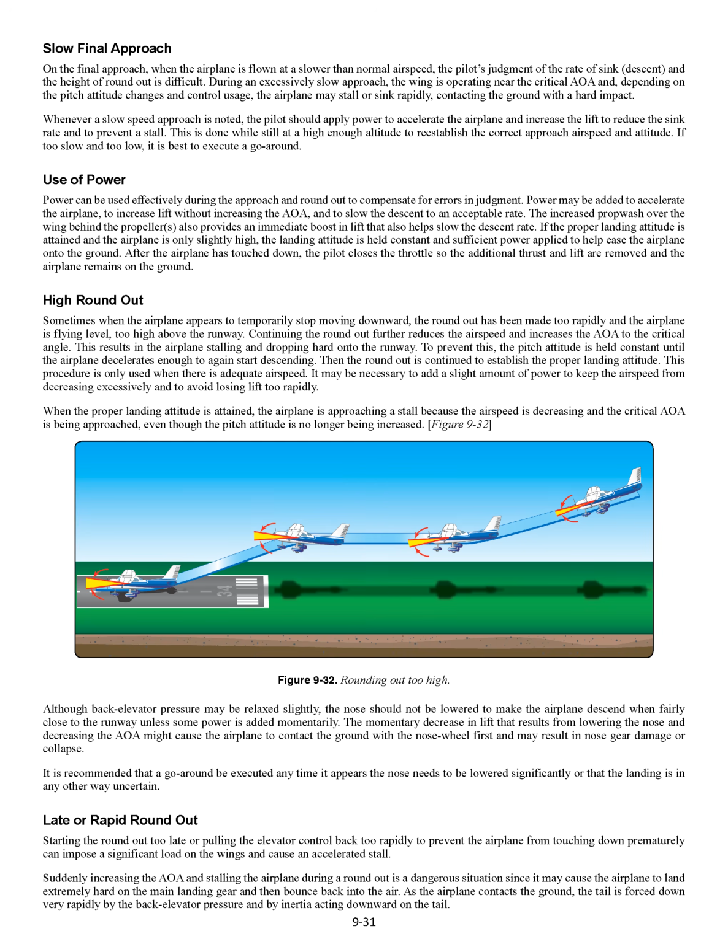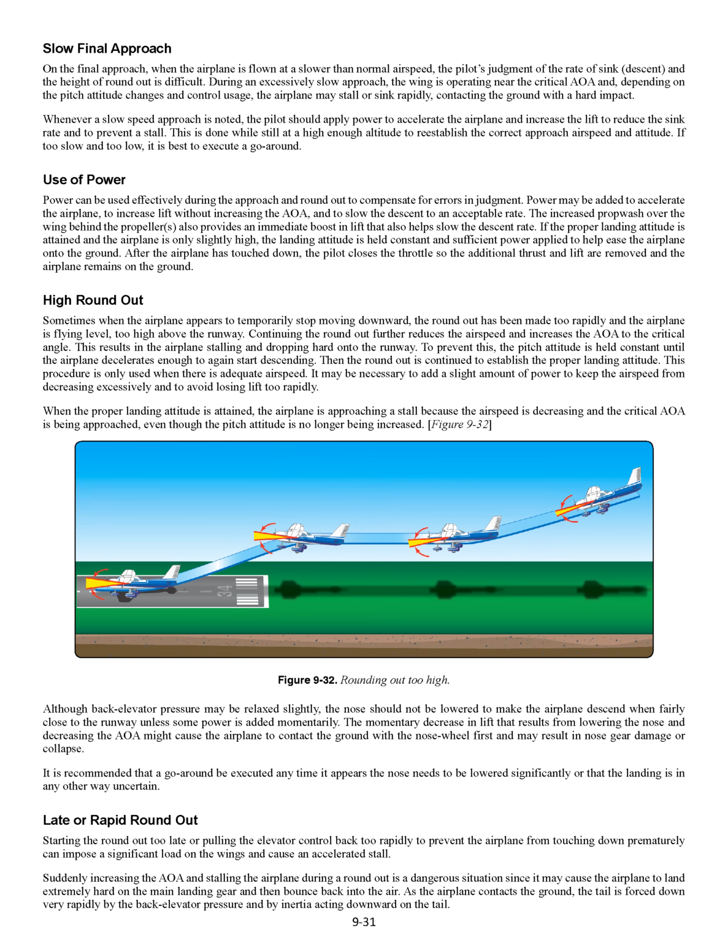Use of power. Power can be used effectively during the approach and round out to compensate for errors in judgment. Power may be added to accelerate the airplane, to increase lift without increasing the AOA, and to slow the descent to an acceptable rate. The increased prop wash over the wing behind the propellers also provides an immediate boost in lift that also helps slow the descent rate.